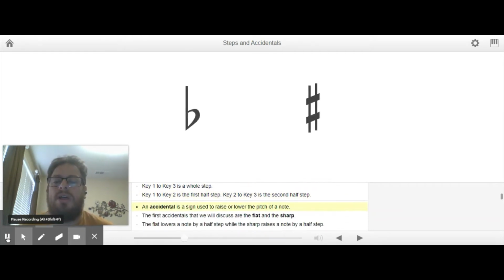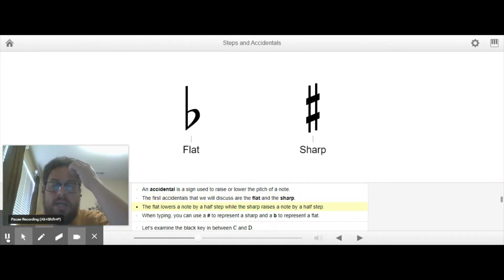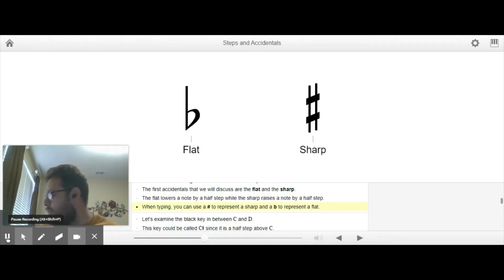Okay, so an accidental is going to tell us when we either raise or lower a note. In this case, it's going to be by a half step. The first accidental we're going to talk about is a flat. The second one is a sharp. The flat is going to lower a note by a half step. A sharp is going to be when we raise a note by a half step. So when we raise, that's a sharp. When we lower, that's a flat. The flat looks like a lowercase b. The sharp looks like a hashtag, but it's a sharp sign.